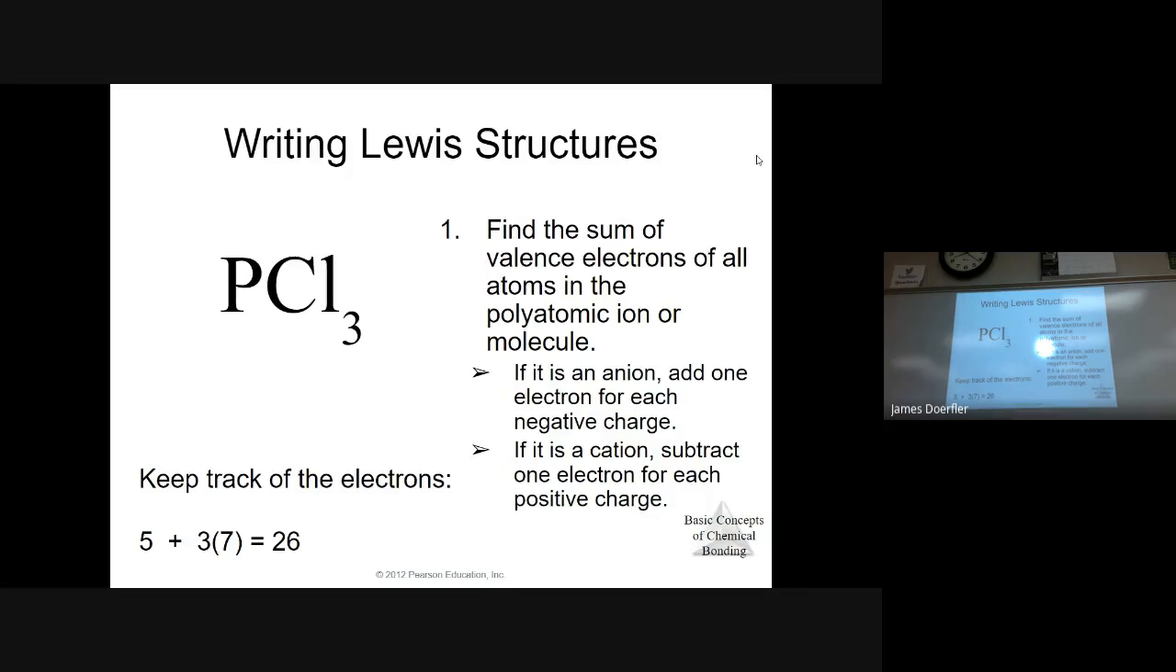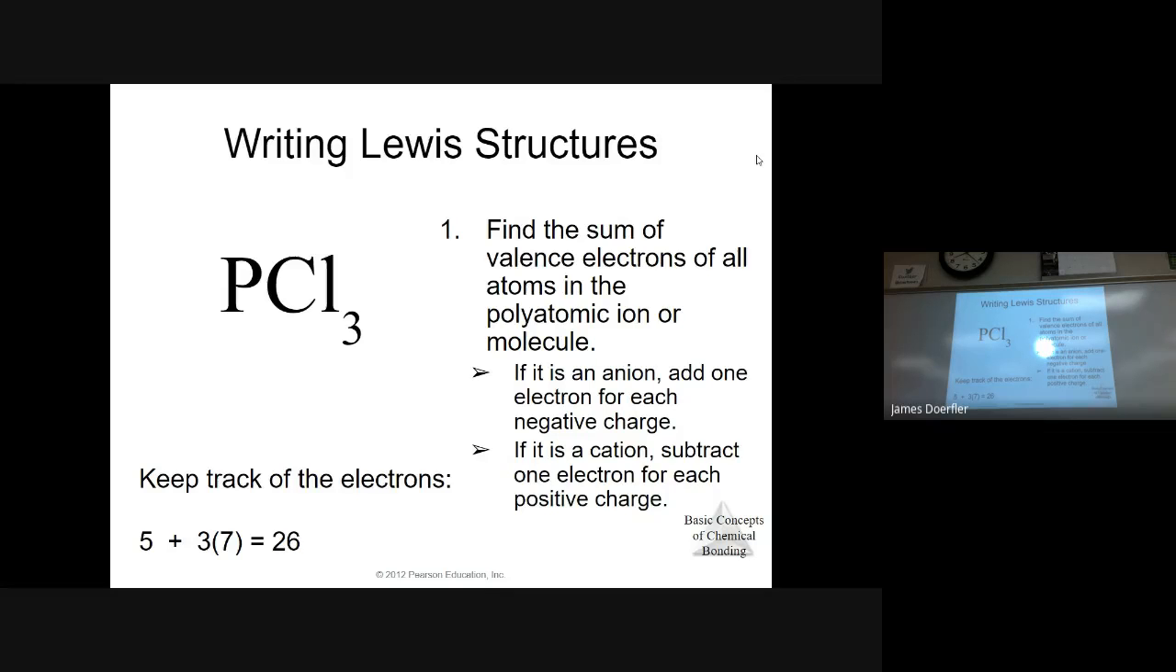Next, we have chlorine. And how many chlorines do we have in this molecule? 3. Very good. And so, we have to keep that in mind when we add the sum, because a single chlorine has 7 valence electrons. Well, since we have 3 chlorines, we have to multiply 3 times 7. And then once we do that, we have to add the 5 from phosphorus. And we have a grand total of 26 valence electrons in this whole structure that we have to keep track of.